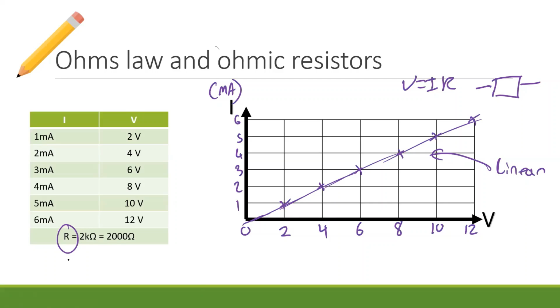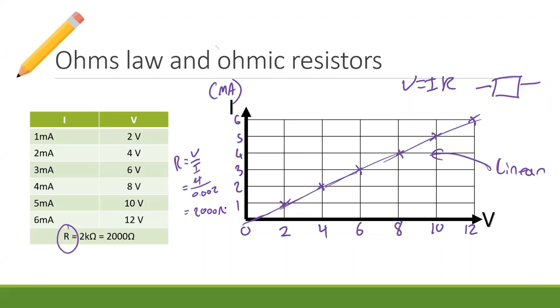You can work out the resistance of this by just taking any voltage. Remember, resistance equals voltage divided by current. So if you take any of these examples, for example, 4 volts divided by 0.002 amps, it's going to be 2000 ohms.